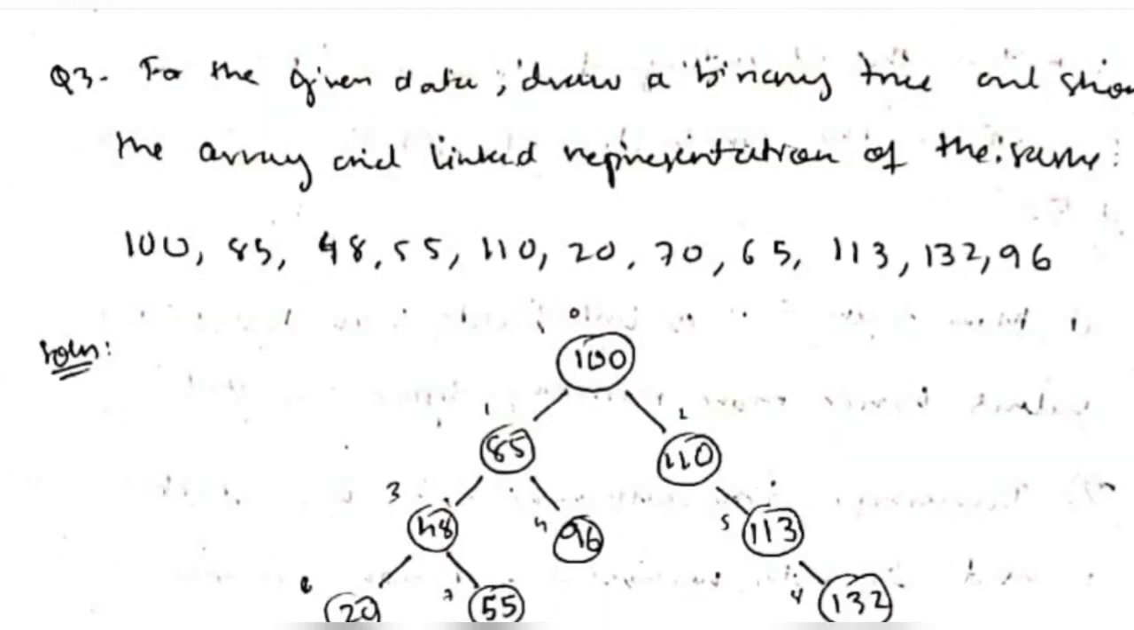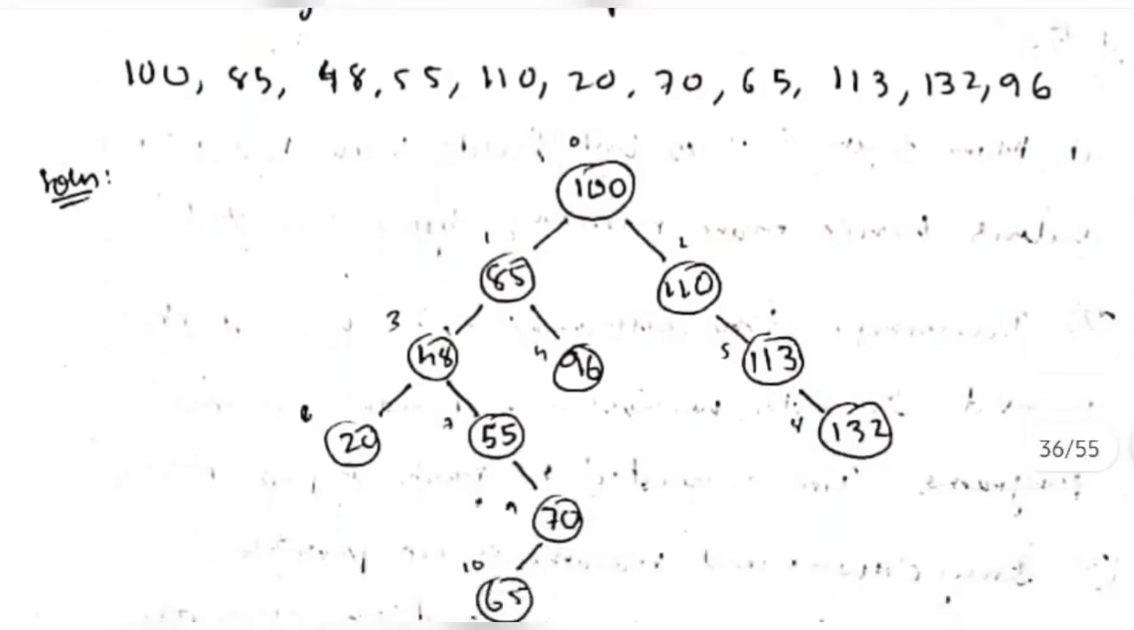In this question we have been asked to draw a binary tree and give the array and link representation of the same. Okay, so first we will draw a binary tree. For drawing the binary tree, consider this as root node. The first one, it's 100. Okay, then next is 85.